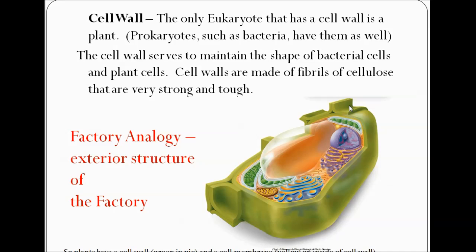And plants, while we're talking about them, have a cell wall. This is this green around the outside in this image. It is thick, strong cellulose. It gives the plant a shape. Animals do not have cell walls, only plants do. And then in the prokaryotes, bacteria do. So in our analogy, this cell wall would be like the exterior structure of the factory. And if you see this plasma membrane here, that's that little kind of yellow-orange lining inside here. Both plants and animals have that plasma or cell membrane, which we'll talk about in a little bit.